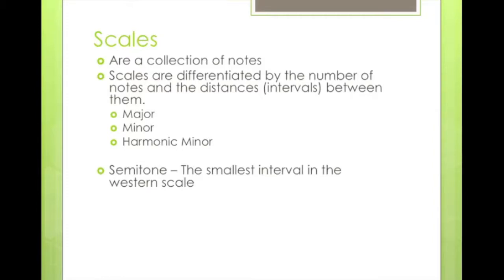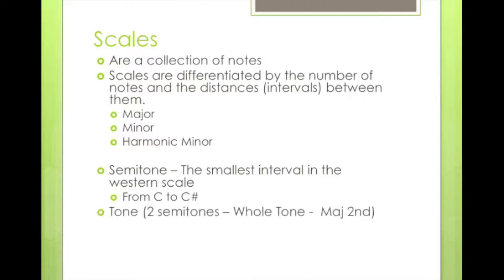Alright, I remember last time we had a few things we had to get out of the way. We wanted to know what a semitone was. Remember, the semitone is the smallest interval in the Western scale. It is from an F to F sharp, or an F sharp to a G, and it also sounds like the Jaws theme.